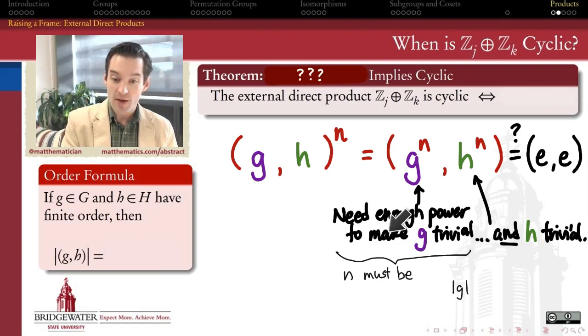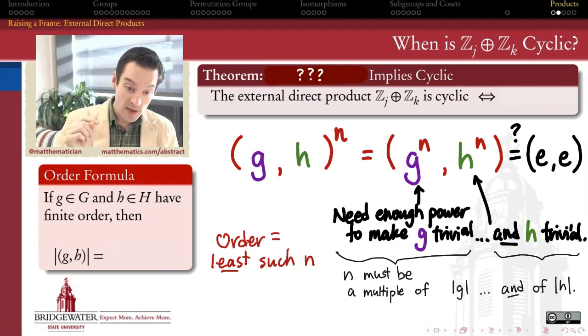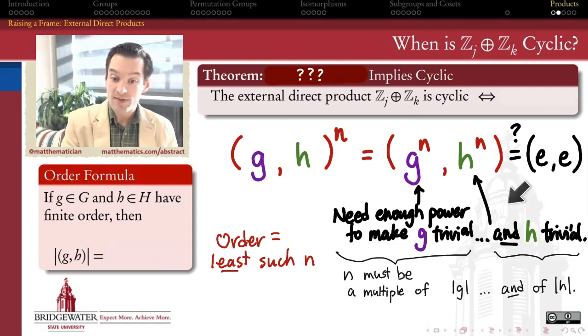And because we need enough powers to make g trivial, this exponent that we're using has to be not necessarily the same as the order of g, but it could be more. It just needs to be a multiple of the order of g. And then in the second component, in order to make h trivial, we need its exponent to be some multiple of the order of h as well. And the order of an element is the least such power that makes this happen.